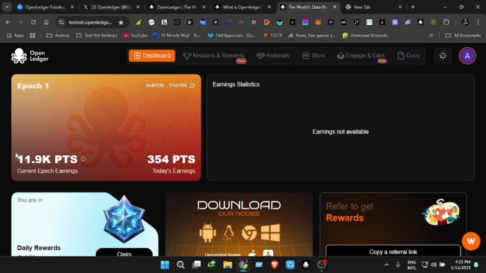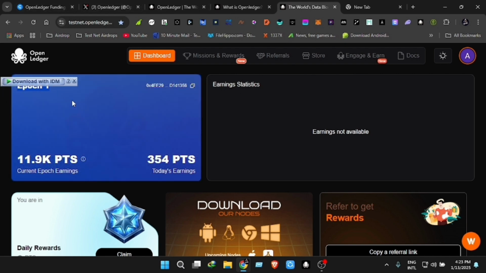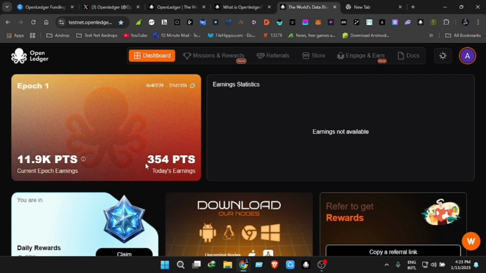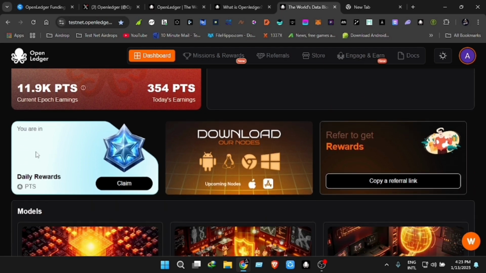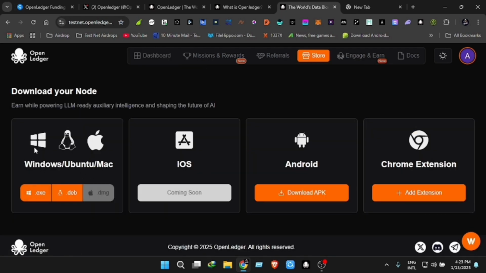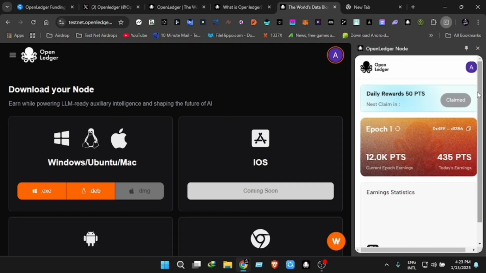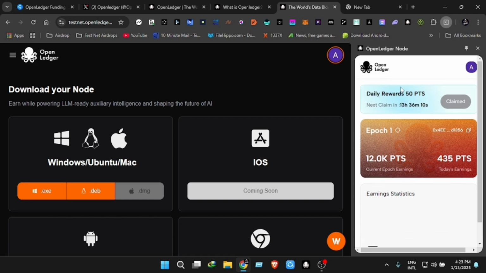After creating an account, you will be directed to their dashboard. If one is currently running, you can view your total points and today's earnings. Here you can see their Windows app, Android APK, and Chrome extension. Download the Chrome extension and log in to your account. You can view the points.